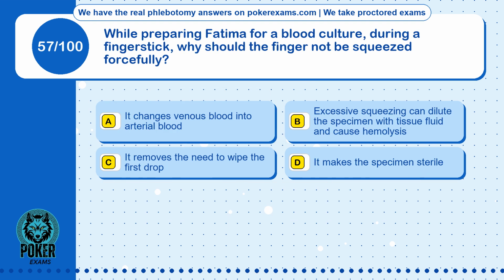Question 57. While preparing Fatima for a blood culture, during a finger stick, why should the finger not be squeezed forcefully? Option A. It changes venous blood into arterial blood. Option B. Excessive squeezing can dilute the specimen with tissue fluid and cause hemolysis. Option C. It removes the need to wipe the first drop. Option D. It makes the specimen sterile.